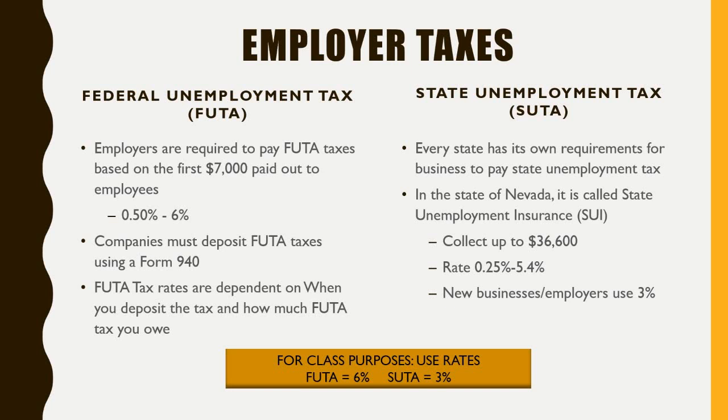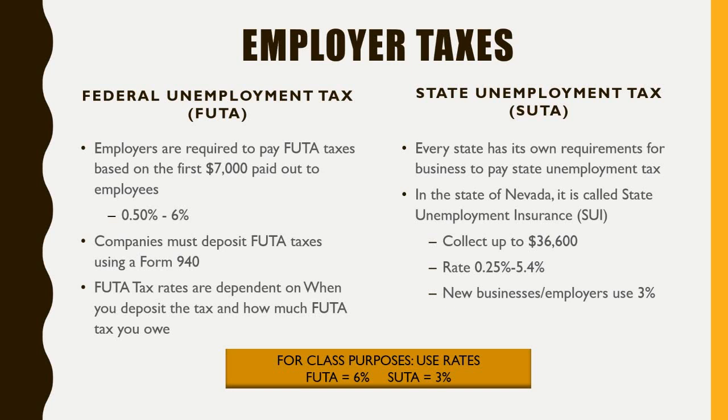In the state of Nevada, we call it SUI, S-U-I, which is State Unemployment Insurance. They're all going to be the same. They all function the same, right? They're just titled differently. But the main idea here is that state unemployment is necessary because we need to have state funding, right? For any agencies or programs or training, things like that, especially for unemployment. That's exactly what this is for.